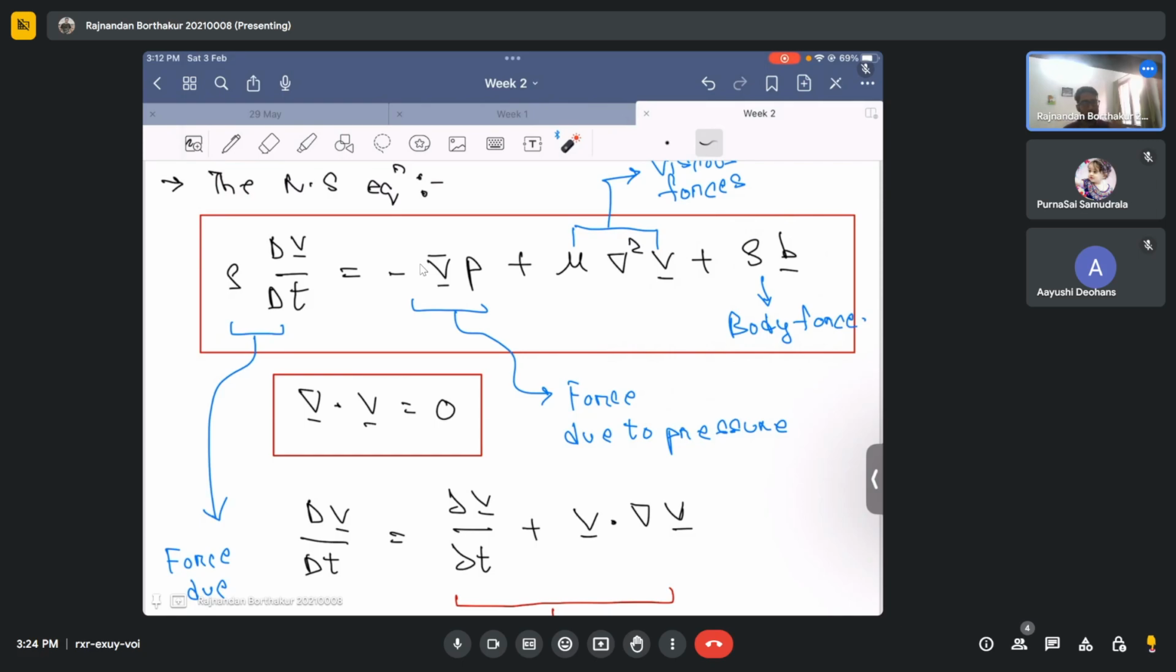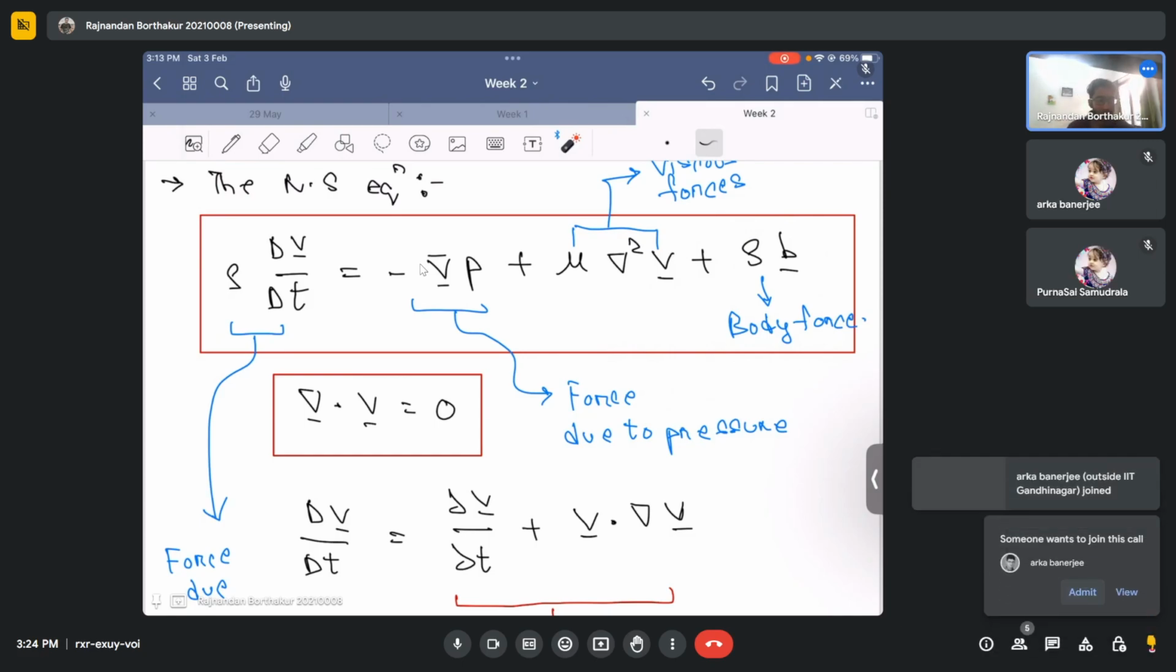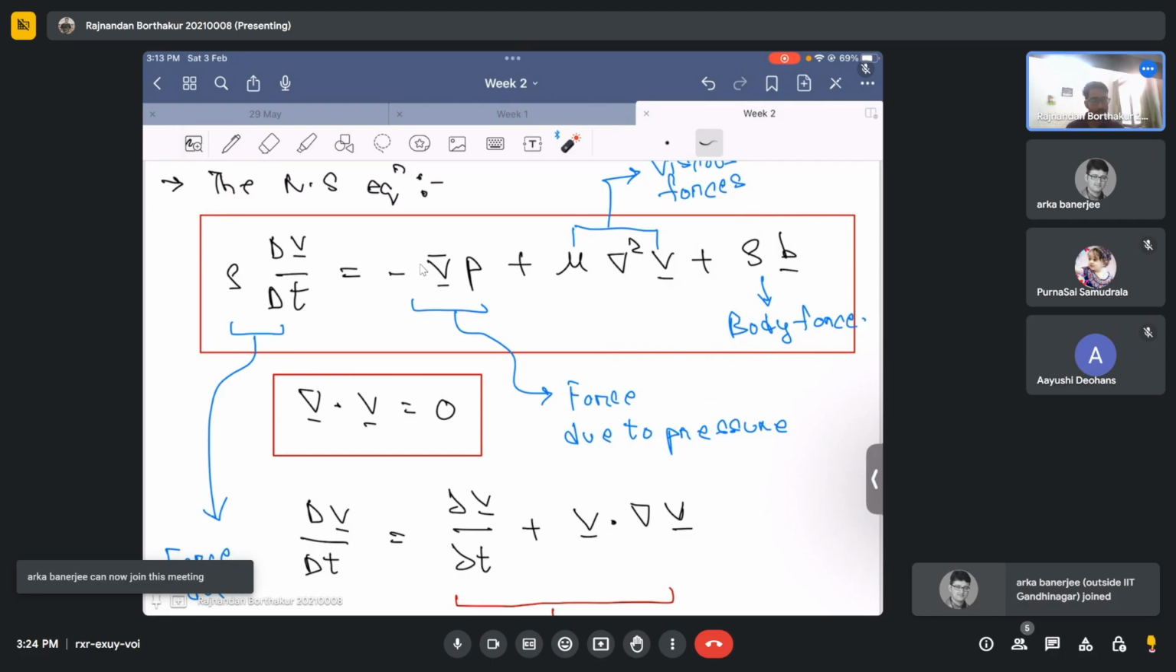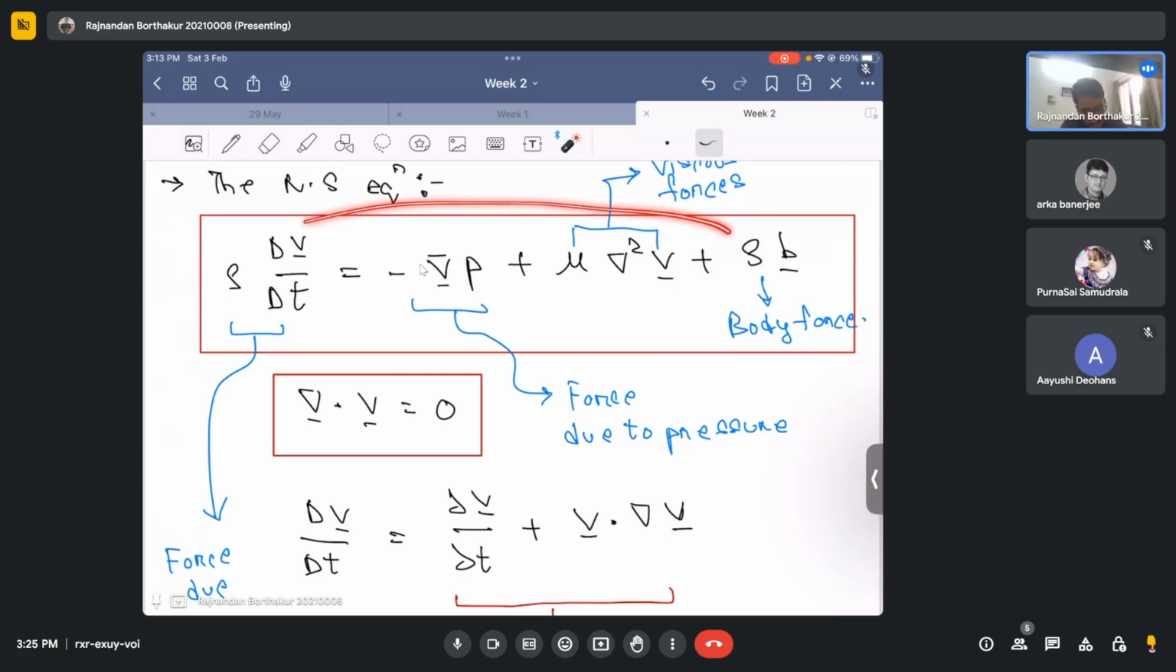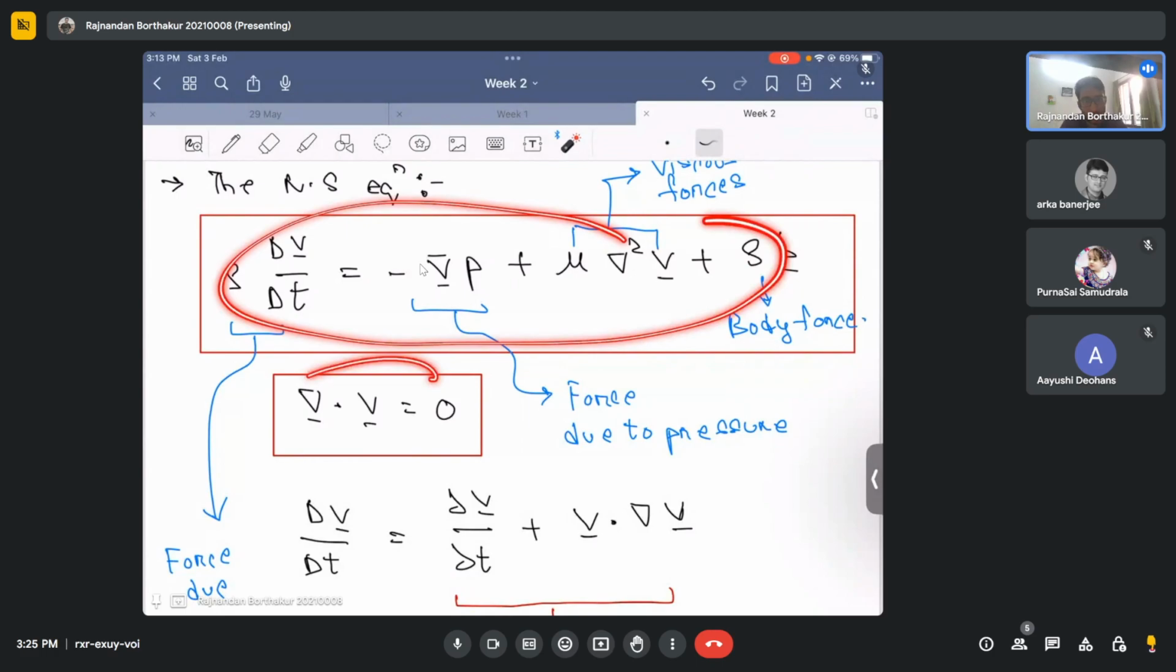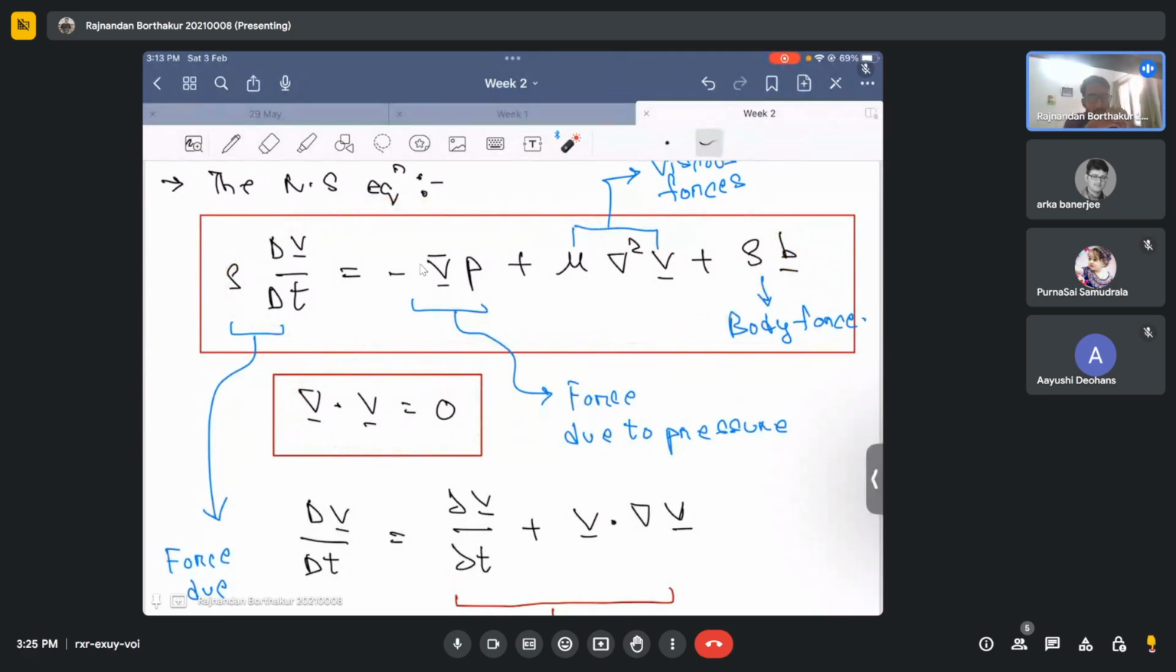So I would now like to put forward a question here. Can you tell me, from this Navier-Stokes equation and the continuity equation, how many unknowns we are actually solving for? So my question is, this is the NS equation, the Navier-Stokes equation, and this is the continuity equation. What are essentially the unknowns, or how many unknowns are there in these two equations?